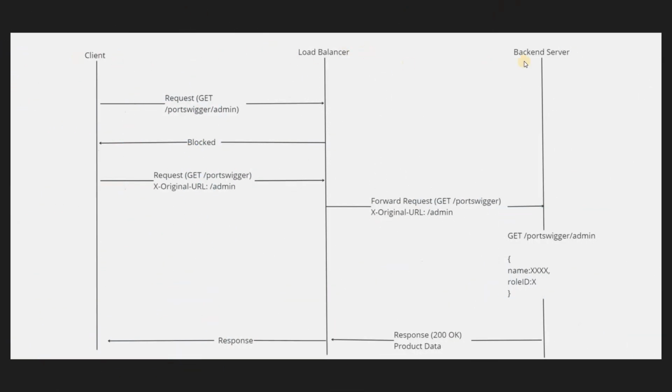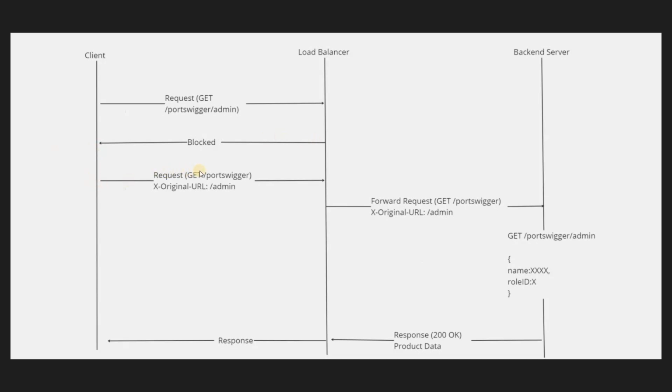Here we have a client, a load balancer or a proxy, and a backend server. When the client sends a request, it is sent to the load balancer and the load balancer forwards it to the backend server. So let's say we are a normal user and we are trying to access the admin panel. Here the load balancer is checking if the user is a normal user, and if he or she is trying to access admin, then it will get blocked.